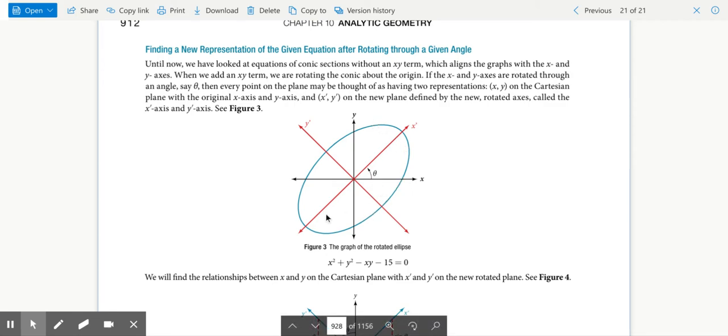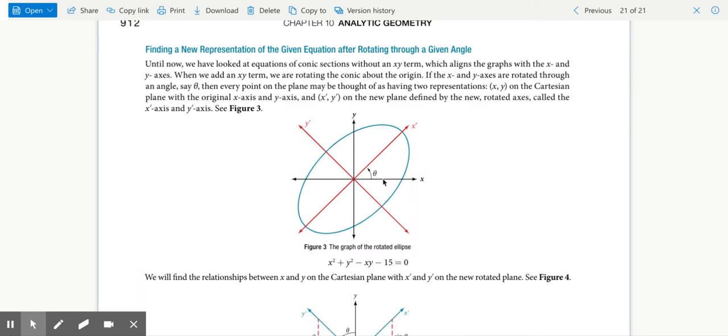So we now have, you can think of it as, a new set of axes, right? They call them x prime and y prime. So you can think about it as the same ellipse on a different set of axes now that it's been rotated by theta. The axes themselves, you can think about as being rotated by theta.